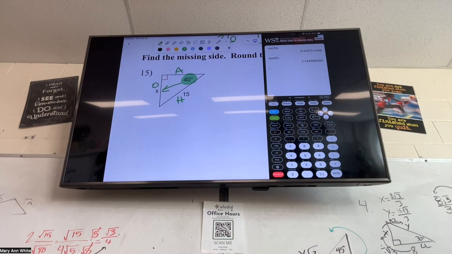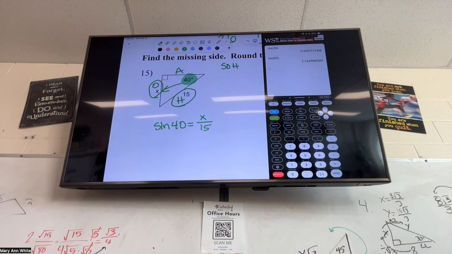Okay, I only have pieces for O and for H. So which trig function am I gonna use? So we're gonna do sine. What am I gonna write? Write your trig function. Which trig function do we use? Sine, good. Sine of the angle. What's my angle? Good. Equals X over 15, good.